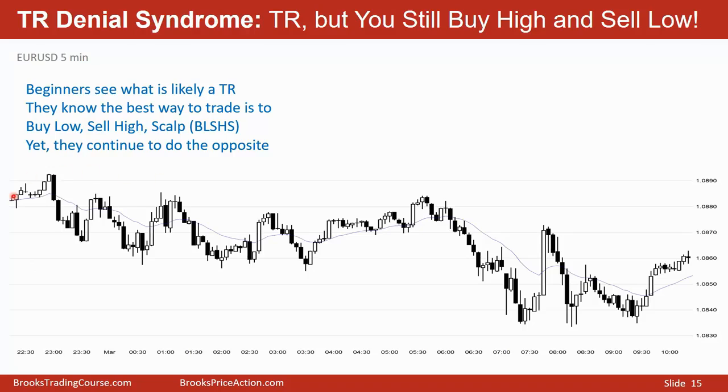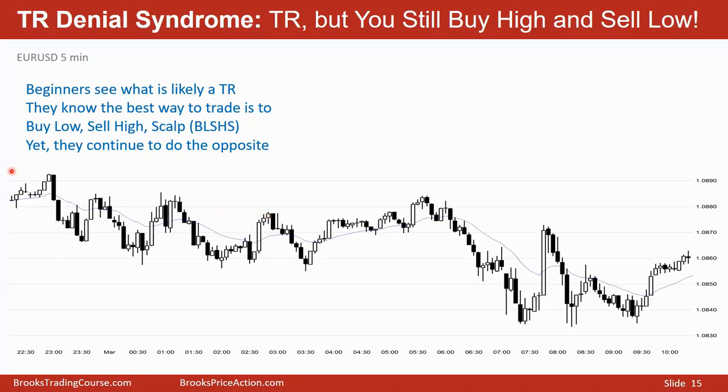A beginner knows that this is a trading range, but he's so hopeful that the market will soon break into a trend. He waits until he's certain the trend has begun and he ends up buying up here. Or he waits until he's certain the bear trend has begun, 4 consecutive bear bars, and he sells here. He refuses to look to the left and see that this is simply testing the bottom of the range and this is simply testing the top of the range.